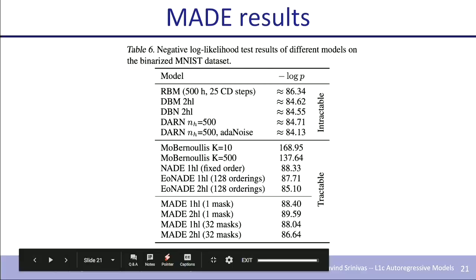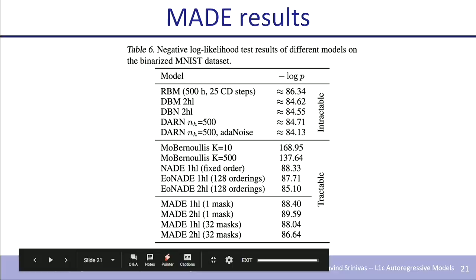A couple more comments on here. This is one common way to represent results of likelihood-based generative models, negative log likelihood. And usually the unit is called a nat, N-A-T, because we use the natural log base. Another very common way you would see papers report results is bits, or bits per dim, which is just changing log e to log 2.